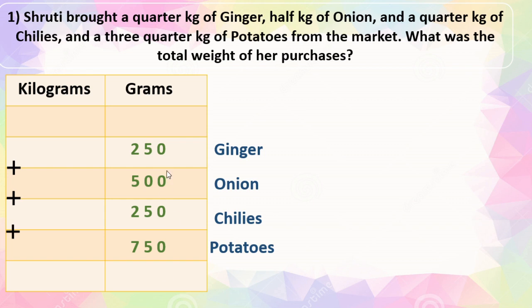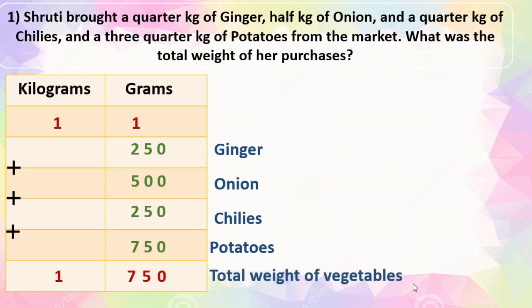We will add these four. 0 plus 0 plus 0 plus 0, that is 0. 5 plus 5 plus 5, that is 15. We will write 5 here. 1 is carried over. Then 1 plus 2, that is 3, plus 5, that is 8, plus 2, that is 10, plus 7, that is 17. 7 we will write here. 1 is carried over. Same thing will come down here. So 1 kg 750 gram is the total weight of vegetables. Got this?